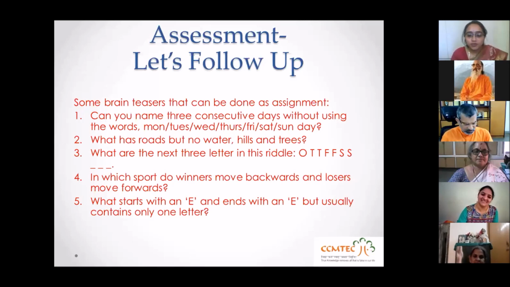Then, in which sport do winners move backwards and losers move forwards? That is the tug of war. And the last one here is: what starts with an E and ends with an E but usually contains only one letter? It's an envelope, which has just one letter. That's what it meant.